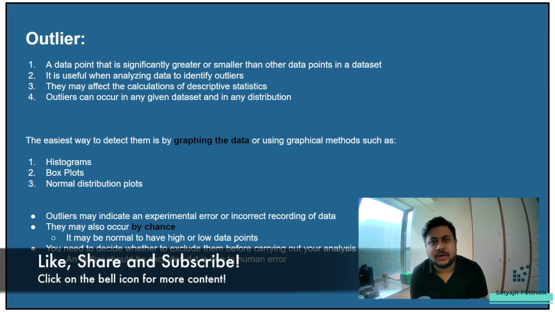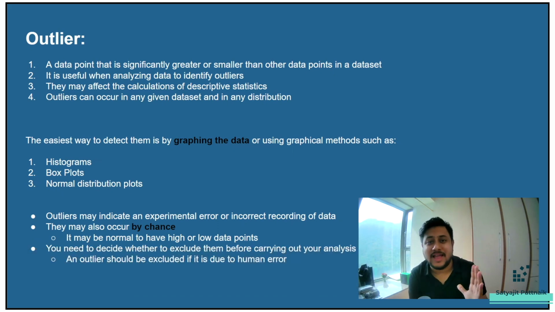So what is an outlier? An outlier is a data point that is significantly greater or smaller than the other data points in a data set. It's useful when analyzing data to identify outliers. They may affect the calculations of descriptive statistics as well. Okay, and outliers can occur in any given data set in any distribution.